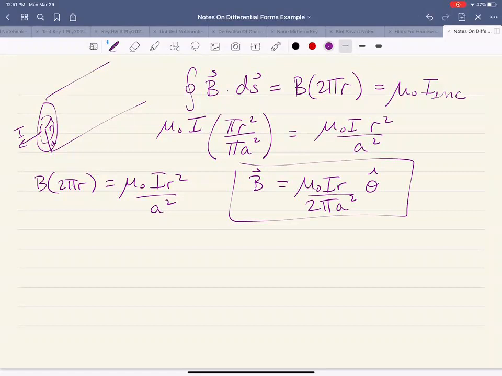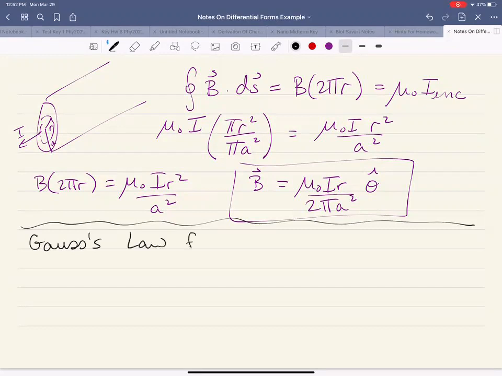Now let's move on and talk about how this would work for the differential forms. We know our magnetic fields now, so let's prove that the differential forms are true. Let's do Gauss's law for magnetism first. Gauss's law for magnetism says that del dot B is equal to 0. And this is basically another way of saying that there are no magnetic monopoles, okay?